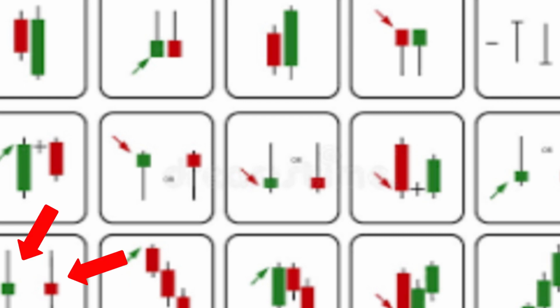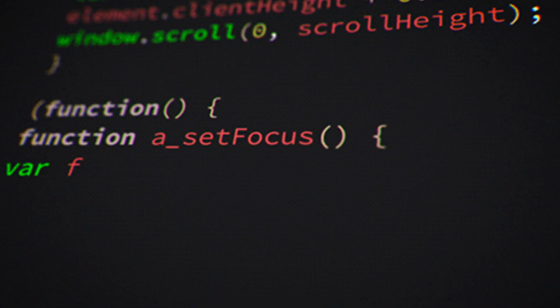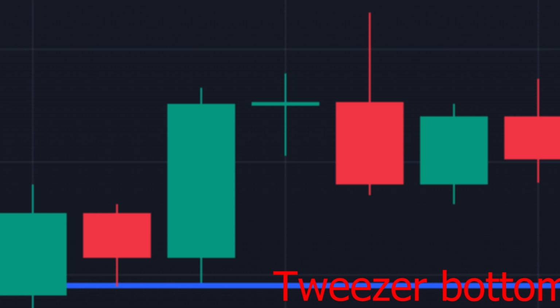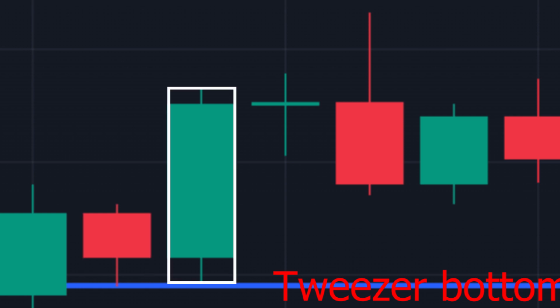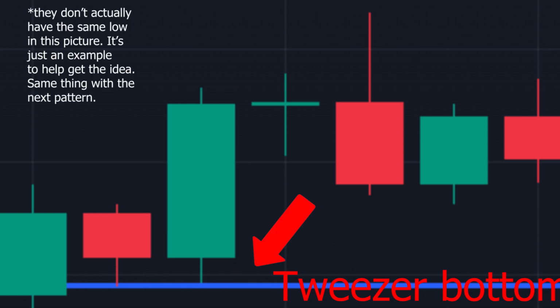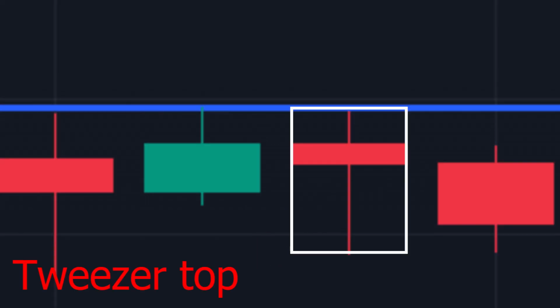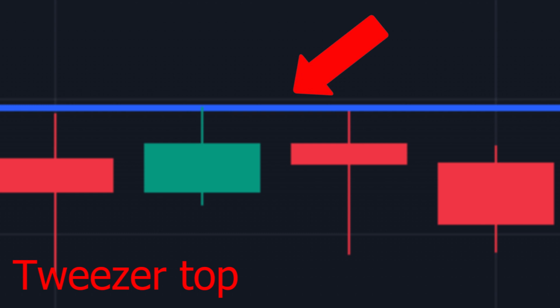A doji candlestick is a candlestick whose wicks are much longer than its body. For coding purposes, any candlestick whose average wick size is bigger than its body is a doji. An evening star is the same as a morning star, but with the colors reversed. A tweezer bottom is a red candlestick followed by a green candlestick, and they need to have the same low. A tweezer top is a bullish candlestick followed by a bearish one. They need to have the same high.